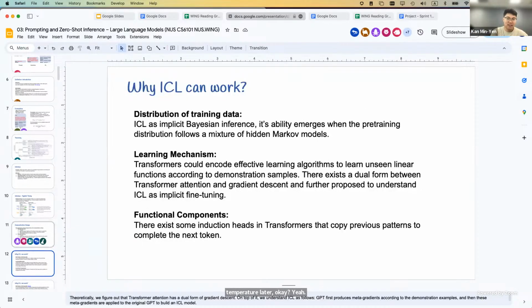The last part: why ICL can work. This is a very big topic. I think we definitely cannot answer it today, but I'll just give you some ideas about some existing explanations. So the first thing is the distribution of training data. They are saying that ICL as an implicit Bayesian inference is able to emerge when the pre-training distribution follows a mixture of hidden Markov models.